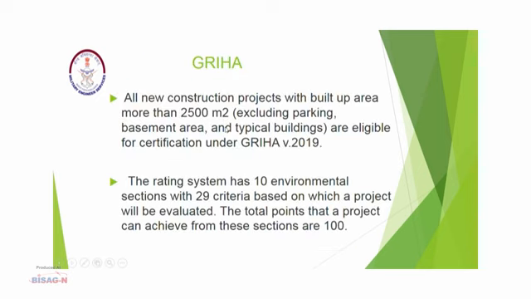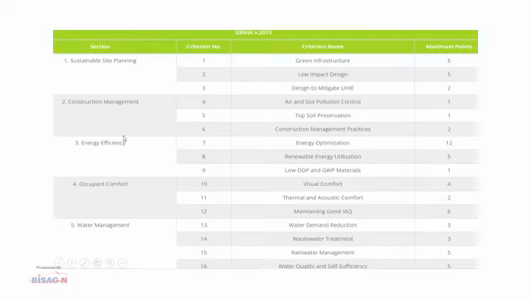Then comes the Griha. Any building having a built up area of more than 2500 square meters, excluding parking, basement and typical buildings, is eligible for certification under Griha version 2019. This is the 2019 version. This rating has 10 environmental sections with 29 criteria based on which a project will be evaluated. The total points that a project can achieve from these sections are 100. Now these are the different sections.